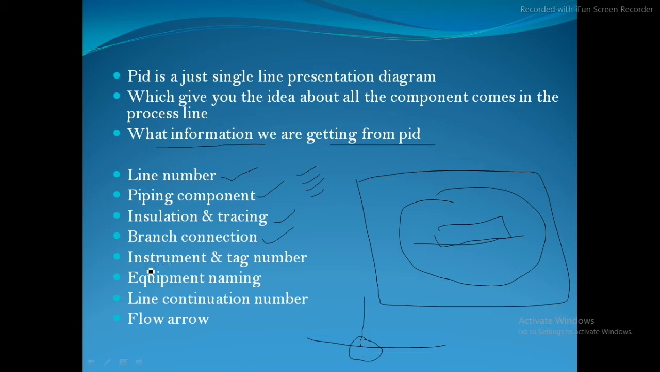You will get the instrument and the tag number. You will get the equipment naming. You will get the line continuation number, and you will get a flow arrow. So this is all the things you will get in the P&ID. It's just a kind of information.